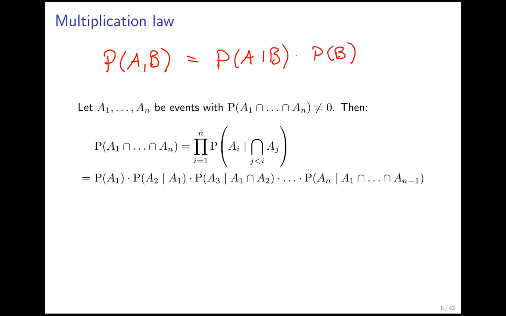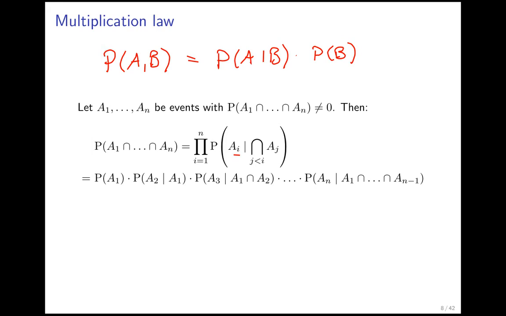Let's parse this formula. We'll start with n in this index, and if we have i equal to n here, then we condition on the intersection of all previous events with an index lower than i, and i is n in our case, so we condition on all the previous ones. And then we multiply the next probability, which is the probability of the event A n-1 conditioned on all the previous ones, and so on and so forth.